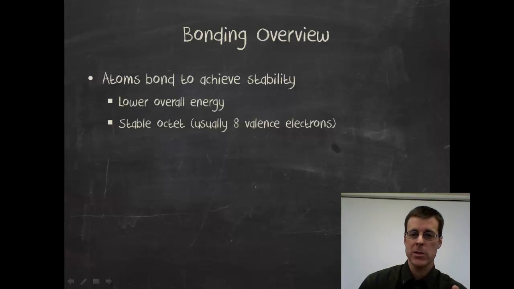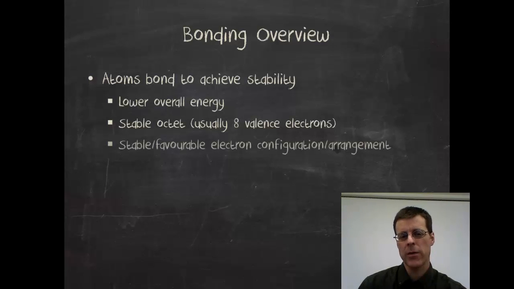There are some atoms that simply cannot get a stable octet, although they'll have their own little version of it, I guess. And there are other atoms that can actually go over the stable octet, and for them, that's actually quite a stable arrangement. The best way to think about it is that atoms bond to get a stable or a favorable electron configuration. That word right there, configuration, becomes an important one, although for us it means the same thing as arrangement.